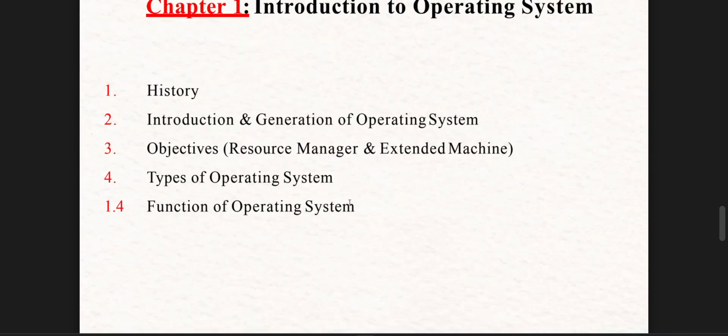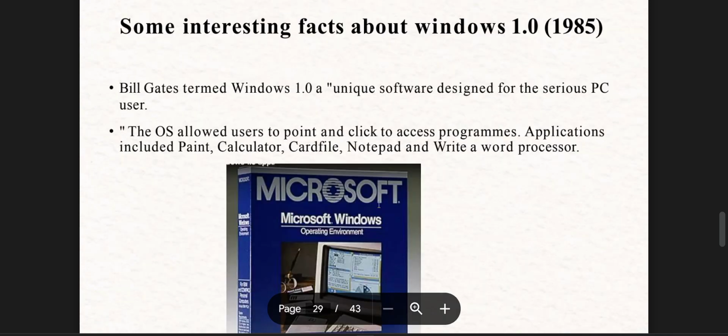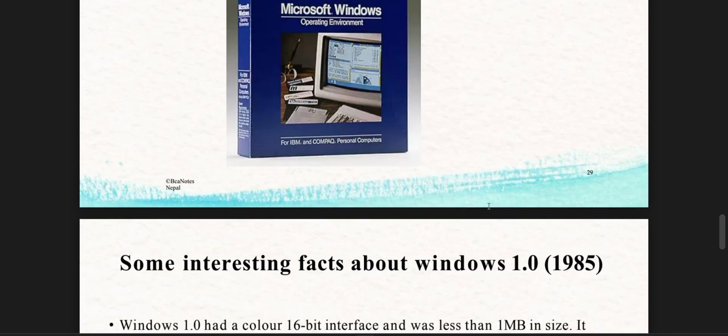Introduction and generation of the operating system: objective, resource manager, extended machine, types of operating system, function of operating system. Bill Gates termed Windows 1.0 software designed for serious PC users. The OS allowed the user to point and click. The programs included Paint, Calculator, Card File, Notepad, and Write word processor.